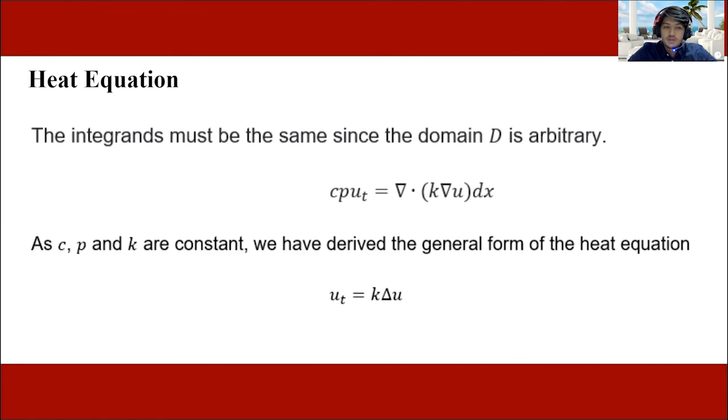Then the integrands must be the same since the domain D is arbitrary. And as c, rho and K are constant, we have derived the general form of the heat equation, that is U_t equal to K delta U.